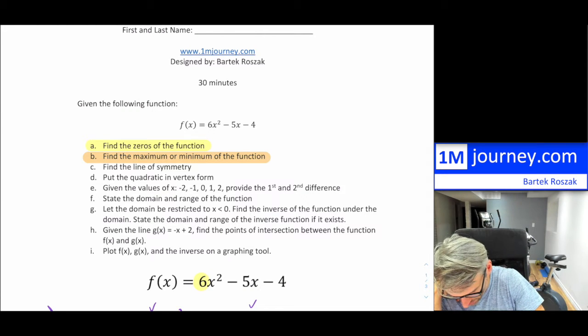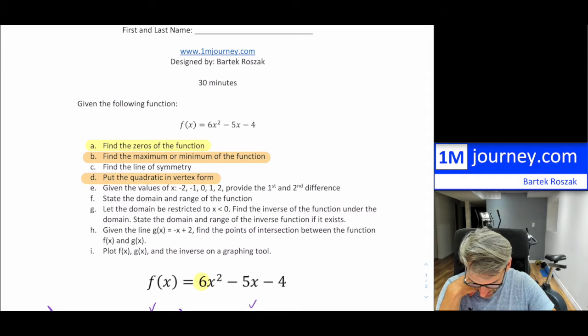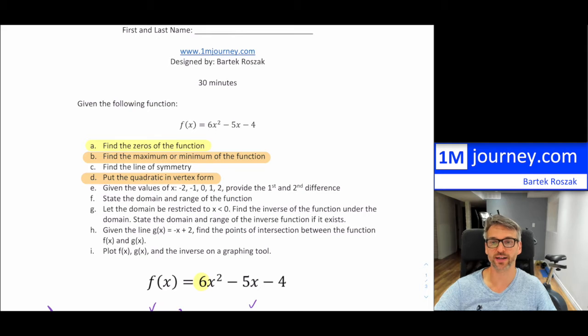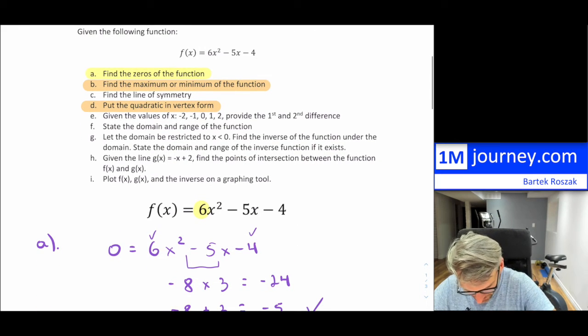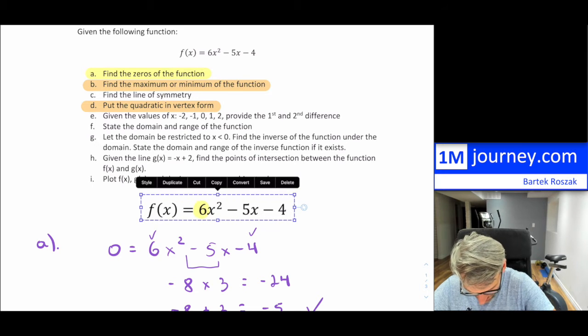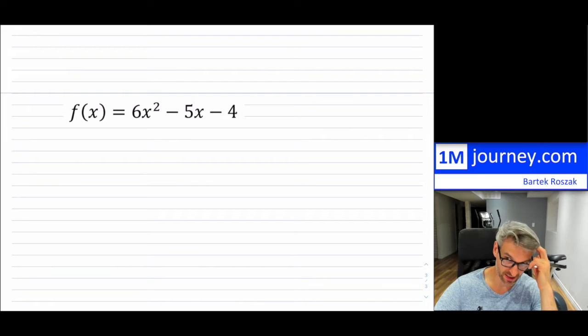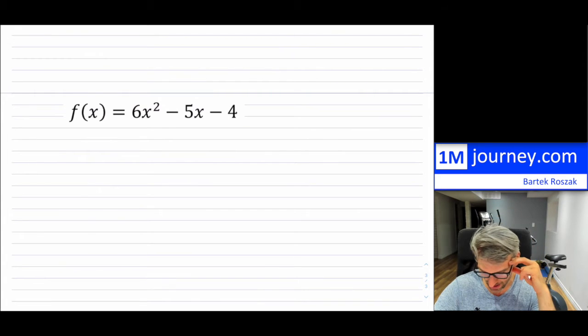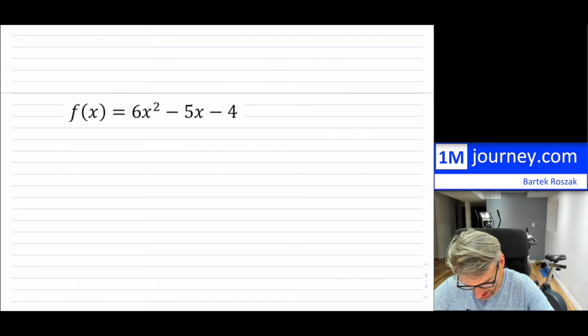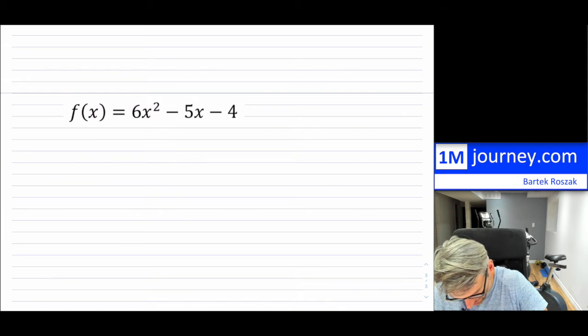Oh, you know what? Here, so for part D, it says put the quadratic in vertex form. Okay, so let's do the two things in once. So let's find the vertex form, and then we'll find what the minimum actually is. Okay, so that's what I'll do. So again, let me copy this down. Okay, so I'm going to first find the vertex form, which is going to answer part D, and then find the minimum in this case, because the A is positive. This one probably won't be nice. Okay, so let's do it.